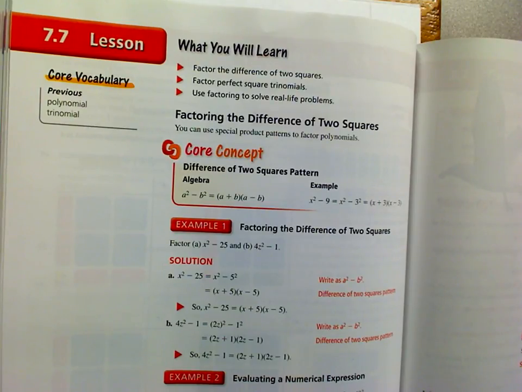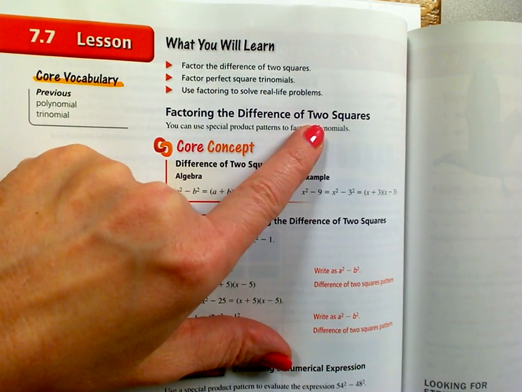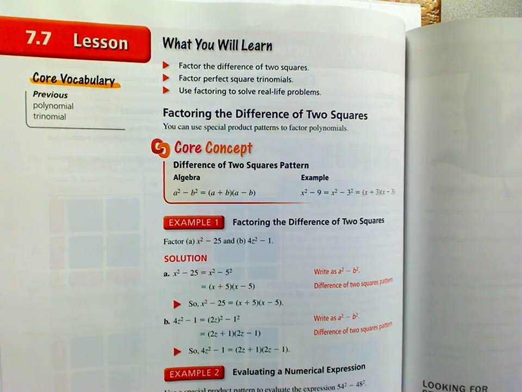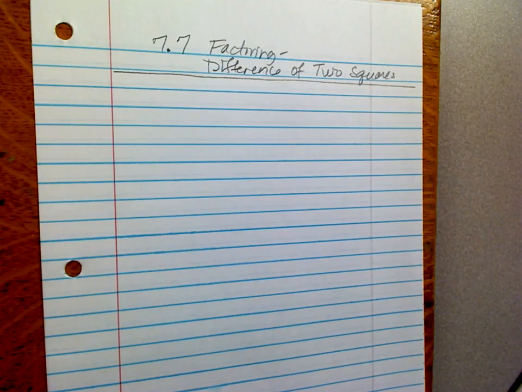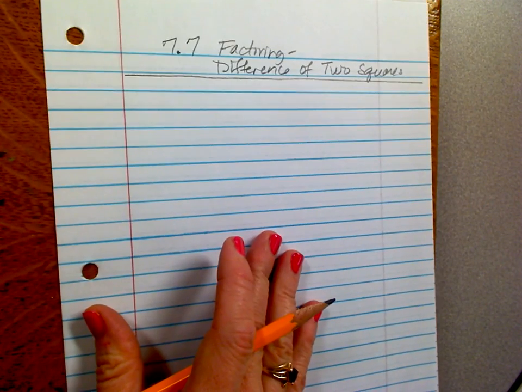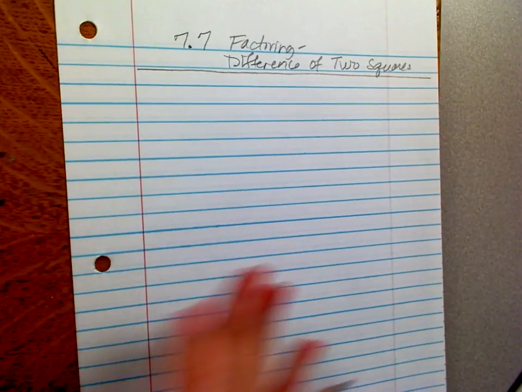Okay, this is for 7.7, factoring the difference of two squares. So you need to have your book, of course, and you need to have your note paper. So 7.7, factoring the difference of two squares.